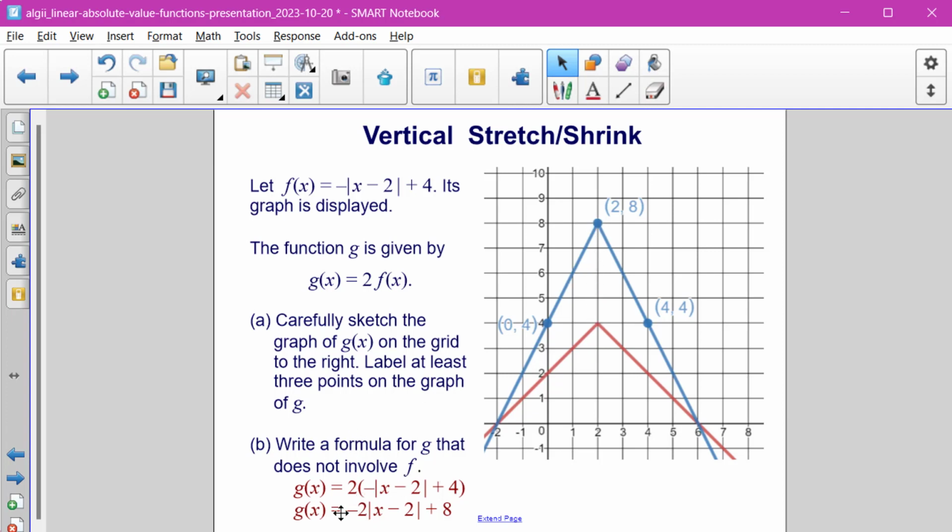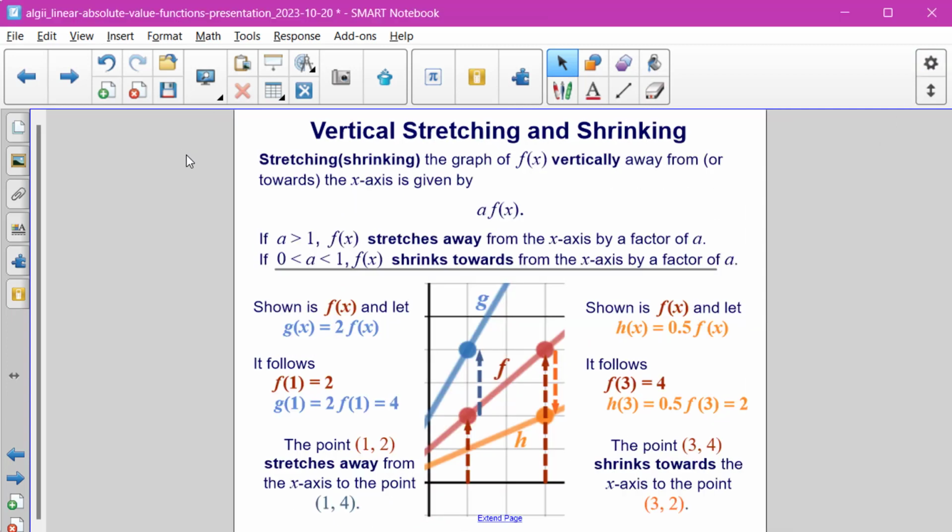And then the formula for g of x is -2 times the absolute value of the quantity x minus 2, and then plus 8. And what we have been learning about and seeing in our graphs is that stretching or shrinking the graph of f of x vertically away from or towards the x-axis is given by a times the function f of x. If a is greater than 1, then f of x stretches away from the x-axis by the factor of a. And if a is between 0 and 1, then f of x shrinks towards the x-axis by that factor of a.